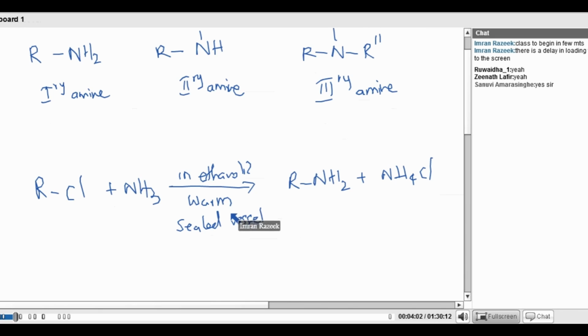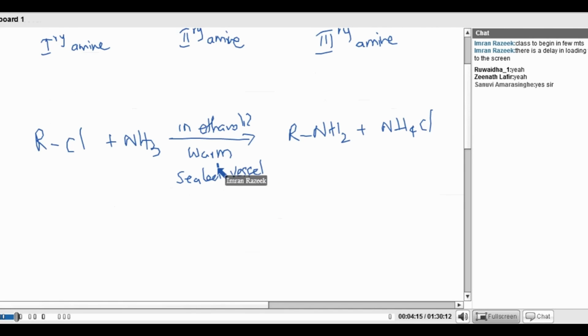You don't heat under reflux because the ammonia will escape the reflux condenser. So you should not heat, you should only warm. If you heat, it will explode because it's a sealed vessel. So heating should not be done, it's only warming in a sealed vessel. The sealed vessel itself will act as a reflux condenser.